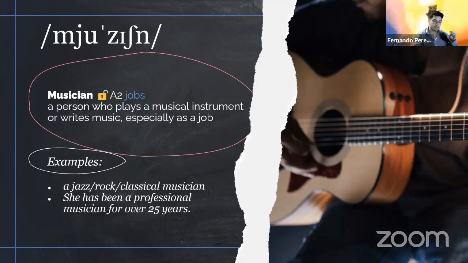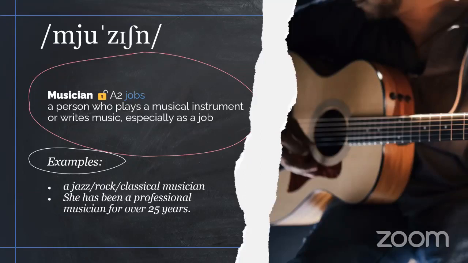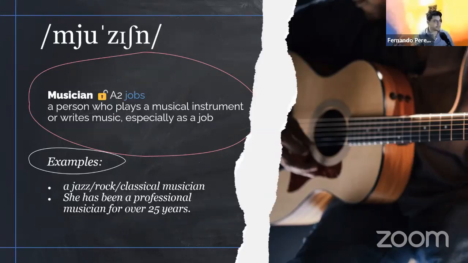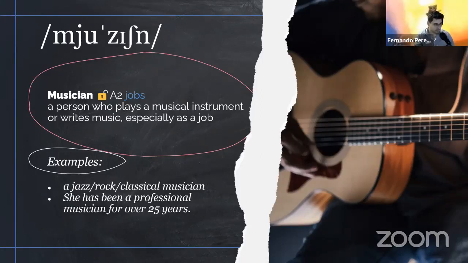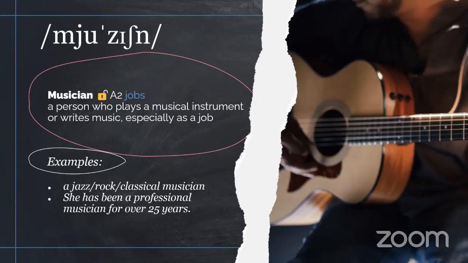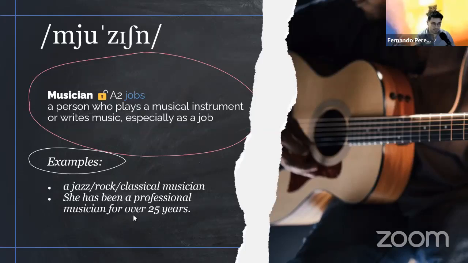Check again. She has been a professional musician. Okay. Again, again. Concentration. One more time, complete. She has been a professional musician for ever 25 years. Oof, watch out, it's not ever. It's over. Over, exactly. Over.